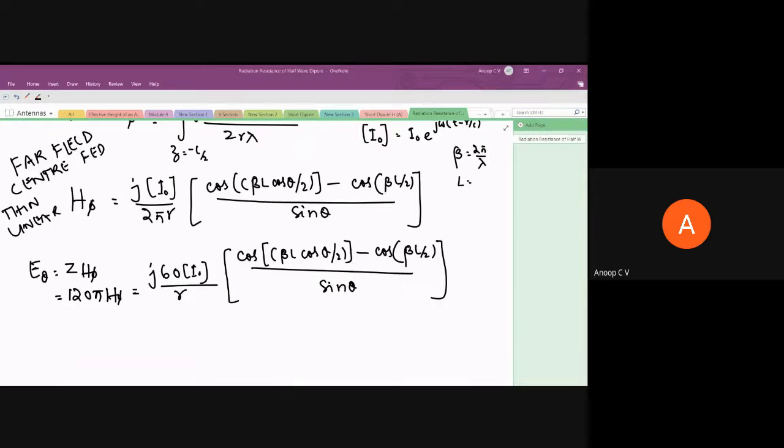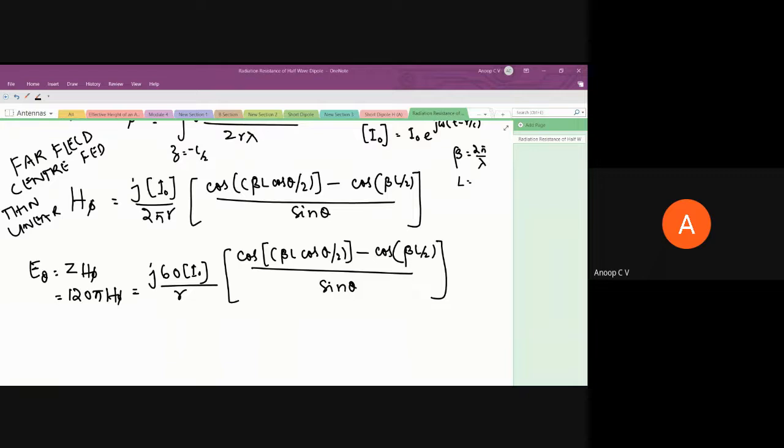Now, any queries, any questions in this? Are you able to appreciate how we reached this expression? Now for the radiation resistance of half wave dipole, from here we'll start. So you have to be comfortable with this, that's why I'm asking. Okay, great.